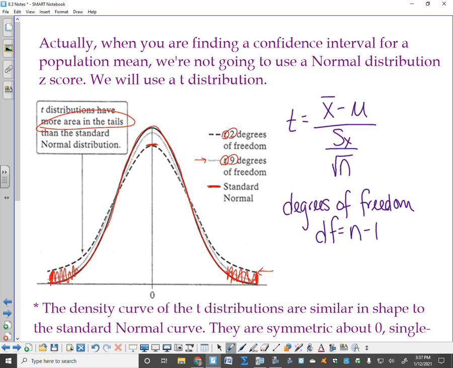So when you draw a t-distribution in your problems, instead of drawing a normal distribution, you're going to draw it and show that it has thicker tails. Okay, you're not going to draw those lines. But when you draw it, you're going to show that you know it's a t-distribution and not a normal distribution.